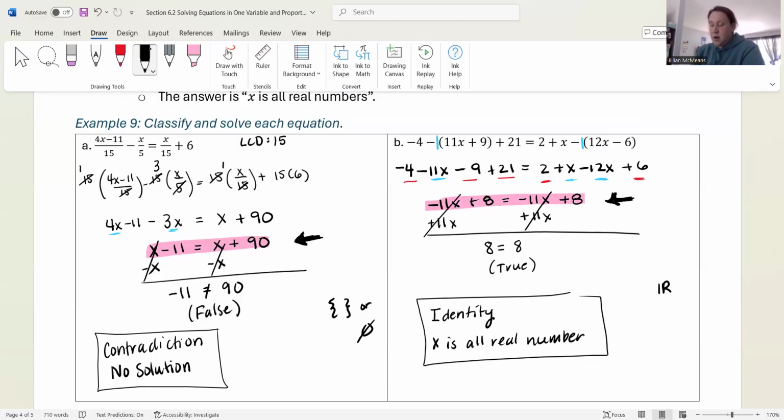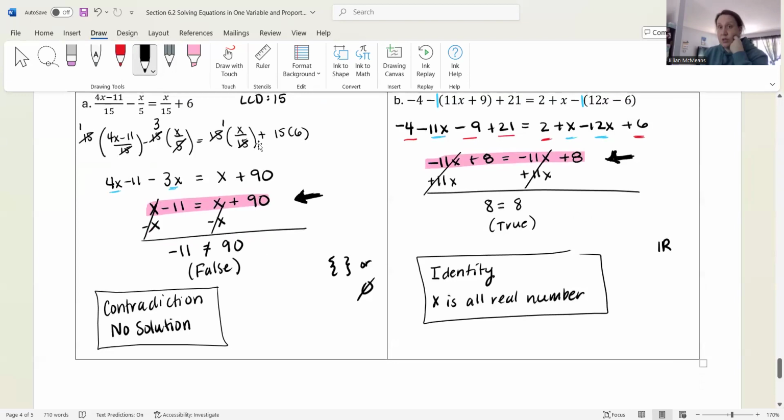So this right here, an R with like a double back, that's a symbol that means real numbers. So if you were to use that instead of saying x is all real numbers, that is also fine. Just be careful with that. Okay, so there you have it, a contradiction and an identity. Conditional equations, remember every other equation that we have solved up to this point was a conditional equation.